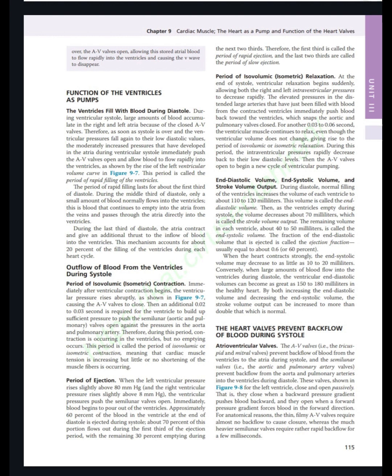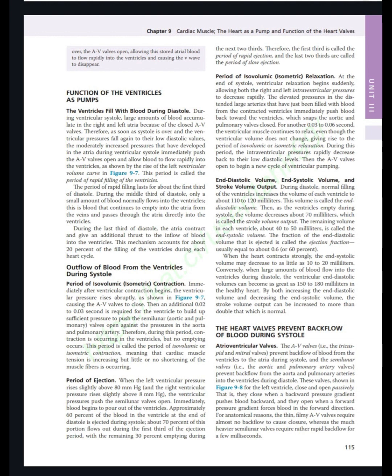We have already talked about the isovolumetric contraction, the period of ejection, and the isovolumetric relaxation. No need to highlight anything from here. And we have already talked about end diastolic volume, end systolic volume, and the stroke volume. No need to highlight anything from here. Then the next heading is the heart valves that prevent the backflow of blood during systole.